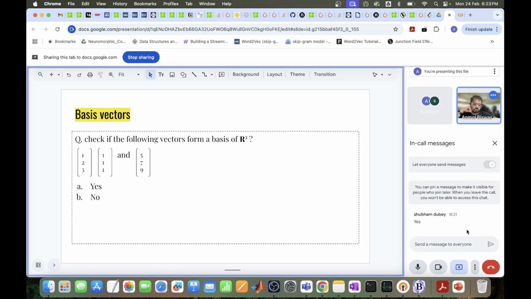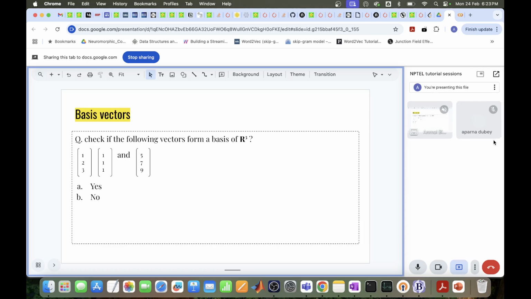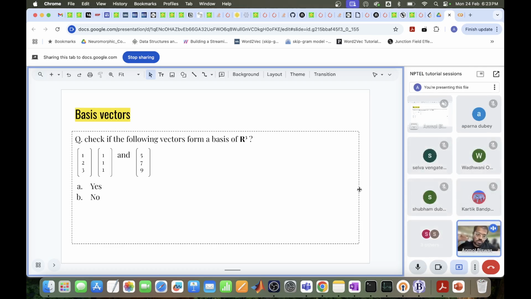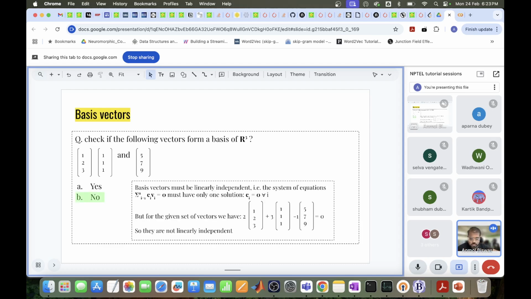Okay, so there is one person who answered. Unfortunately, that is not the correct answer. In this case, these vectors do not form a basis of R3 because they are actually linearly dependent.